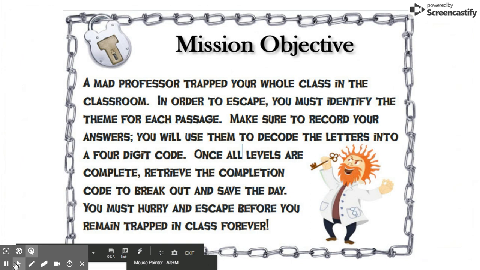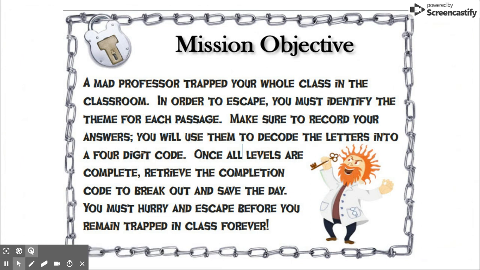So first, here's the scenario for our escape room. It says, a mad professor has trapped your whole class in the classroom. So imagine this, that a mad professor has trapped your whole class. And in order to escape, you must identify the theme for each passage. Make sure to record your answers.